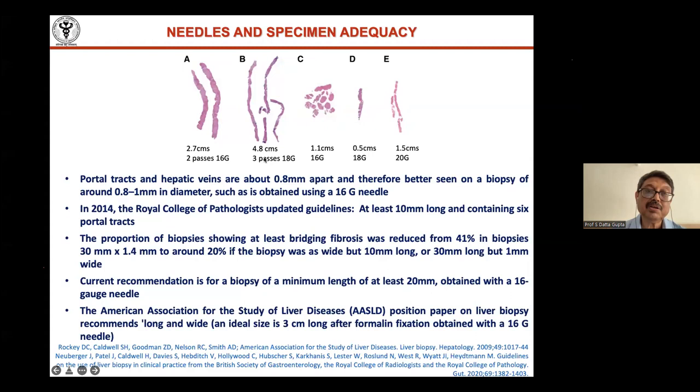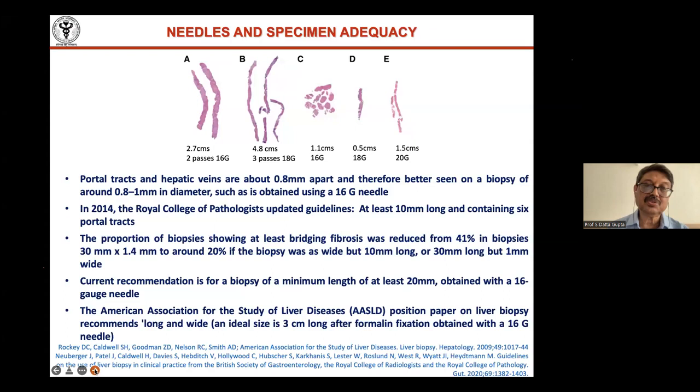And the number of passes: if you take a biopsy and it's say 1 centimeter, then you can have another pass. If it's 2 or 3 centimeters, you need not, the tissue will be sufficient. A maximum of 3 passes, because beyond that, generally the risk of complication increases. For example, if you have an inadequate biopsy like this or this, the findings are difficult to interpret. So the current recommendation is 20 millimeter, but the AASLD, the American group, suggests 3 centimeters, and the British groups suggest 2 centimeters in length. So let's keep at least 2 centimeters minimum with 16 or 18 gauge.